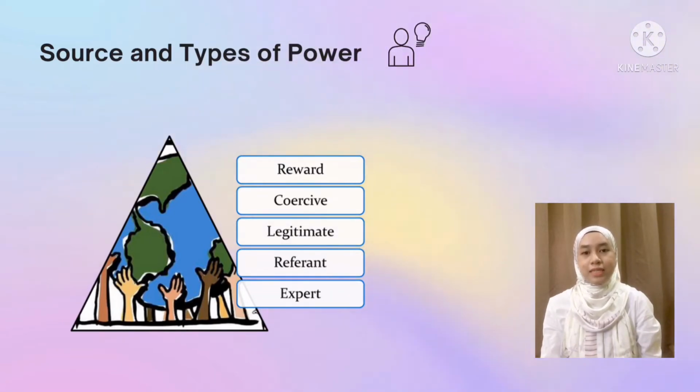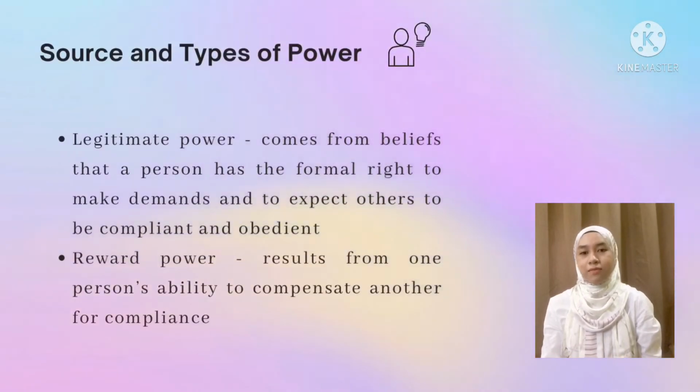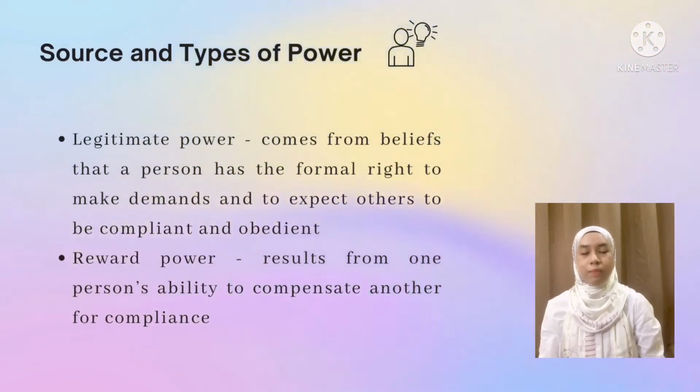Firstly is legitimate power. It comes from the belief that a person has the formal right to make demands and to expect others to be compliant and obedient. Job descriptions, for example, require junior workers to report to managers and give managers the power to assign duties to their juniors. Secondly is reward power.